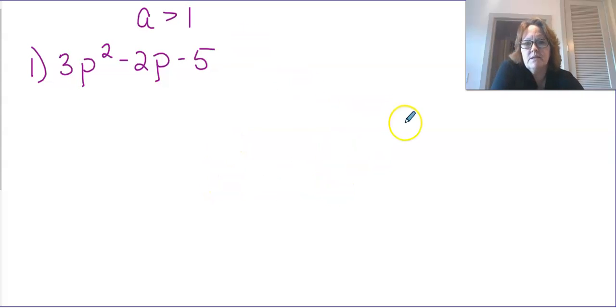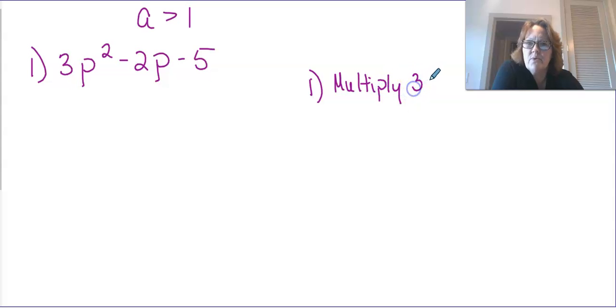So the first step is multiply your coefficient of your first term times your constant. So number 1, I'm going to multiply, and we'll just use this as an example. I'm going to multiply 3 times 5. Or we'll say 3 times negative 5. That works. Okay, so 3 times negative 5 is negative 15. So that is like my original constant term. Okay, so I need a number times a number that is going to give me that.